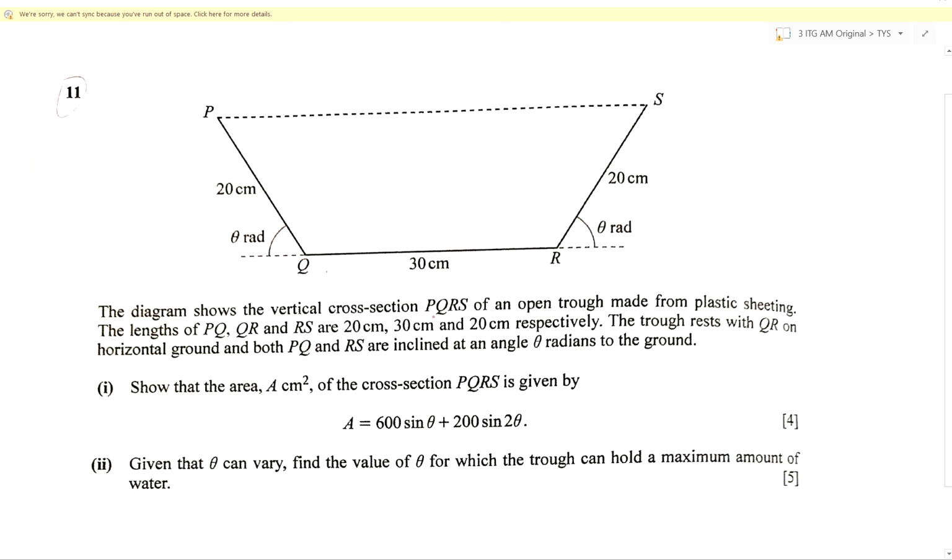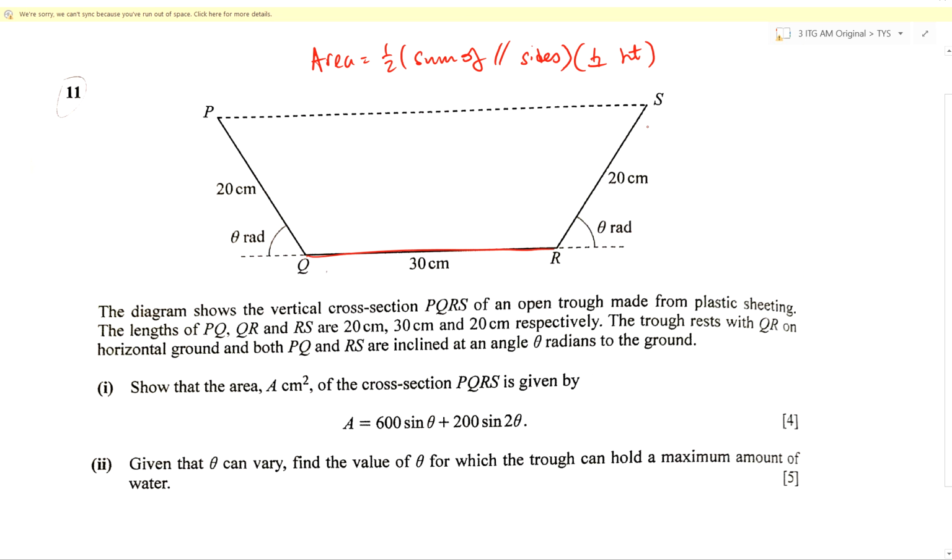Okay, so we have PQRS, an open trough. It is symmetrical. These two angles are the same. These two distances are the same. This is a trapezium. Okay, you have to be able to tell that. Find the area. Area of a trapezium. What do you know? Area is half the sum of parallel sides times perpendicular height. That's what we know. Sum of parallel sides. Can I actually find that from here? 30. I need PS. How do we find PS?